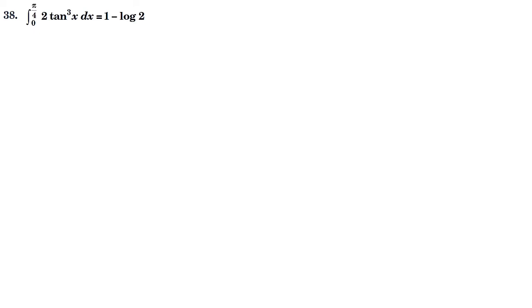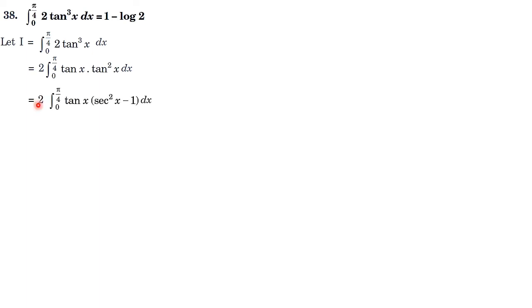First of all, we need to change this tan cube x dx. So I is equal to integral 0 to pi by 4 of 2 tan cube x dx. Then tan cube x we can split as tan x into tan square x. 2 is a constant, keep outside. Integral 0 to pi by 4 tan x into tan square x. By using the identity we can write tan square x as sec square x minus 1, dx.